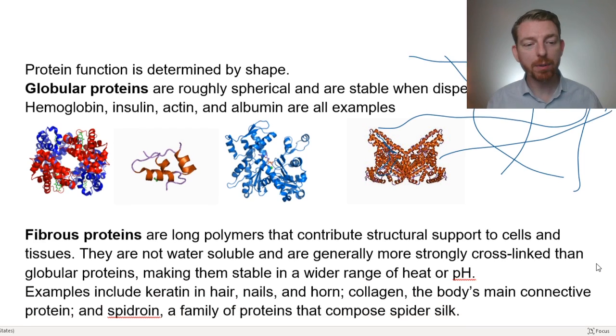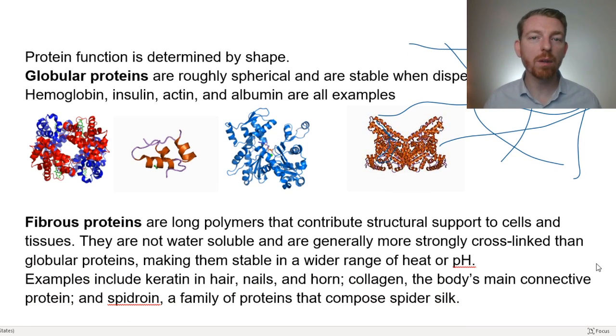Okay, fibrous proteins are a different story. So these are ones that you want to be tougher, you want to keep them in place, you don't want them to be water soluble. So now we're going to be looking at things like keratin, that's in your hair or your fingernails, something that you want to be relatively tough. Collagen, so a lot of the connective tissue in the body is held together by this protein collagen.